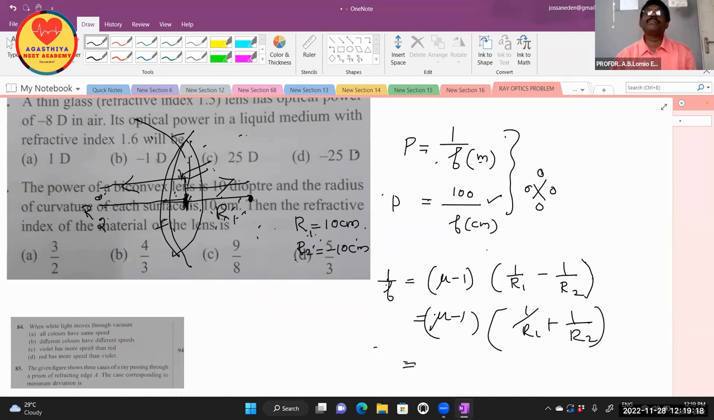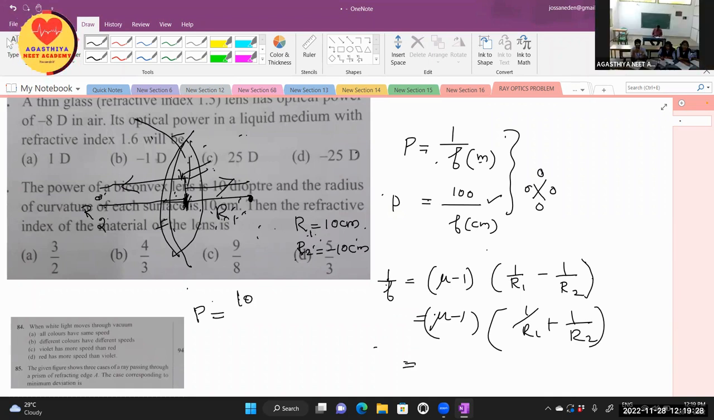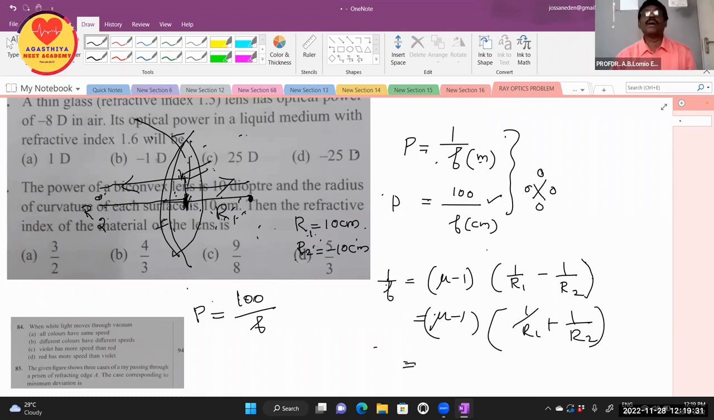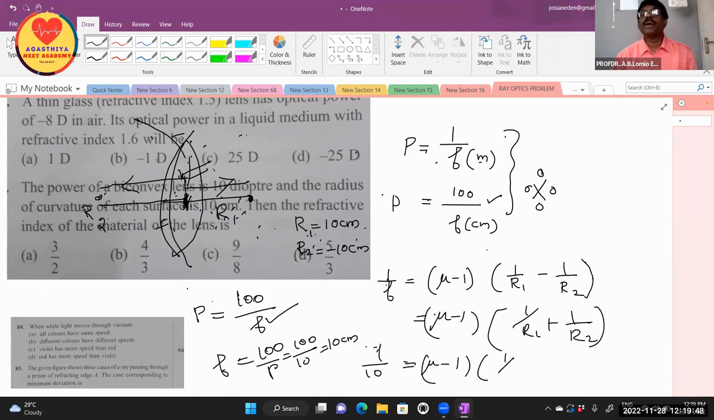Here, what is the F value? P is given. What is the P? 10 diopter. F is 100 divided by P, taking F in centimeter, 100 divided by 10 centimeter. Therefore, it is 1 by 10, equal to mu minus 1 times 1 by R1 plus 1 by R2, which is 1 by 10 plus 1 by 10.